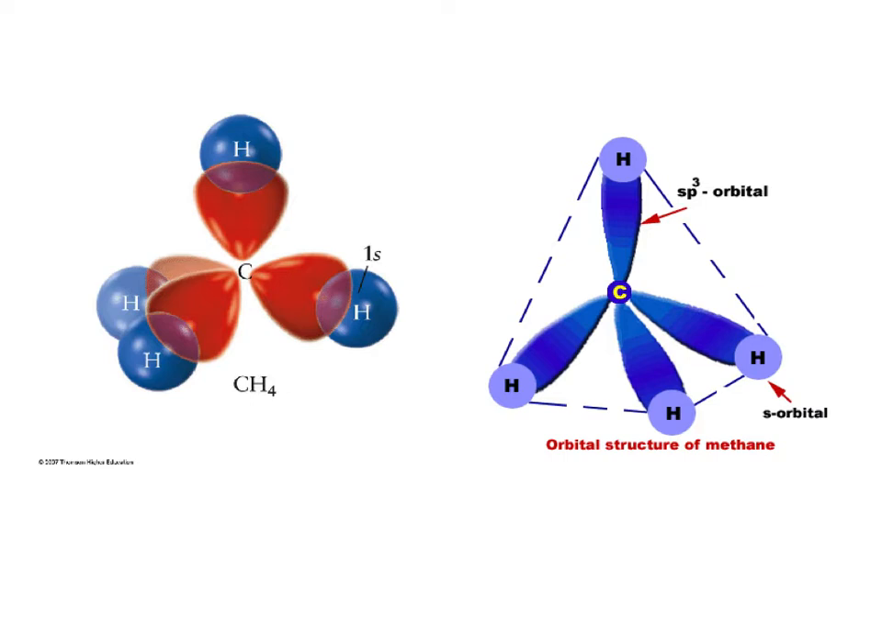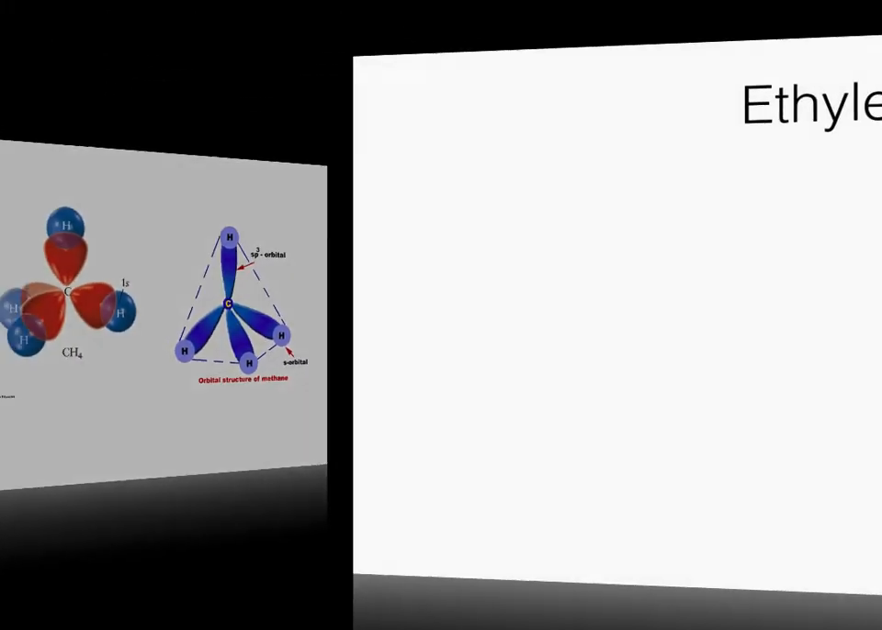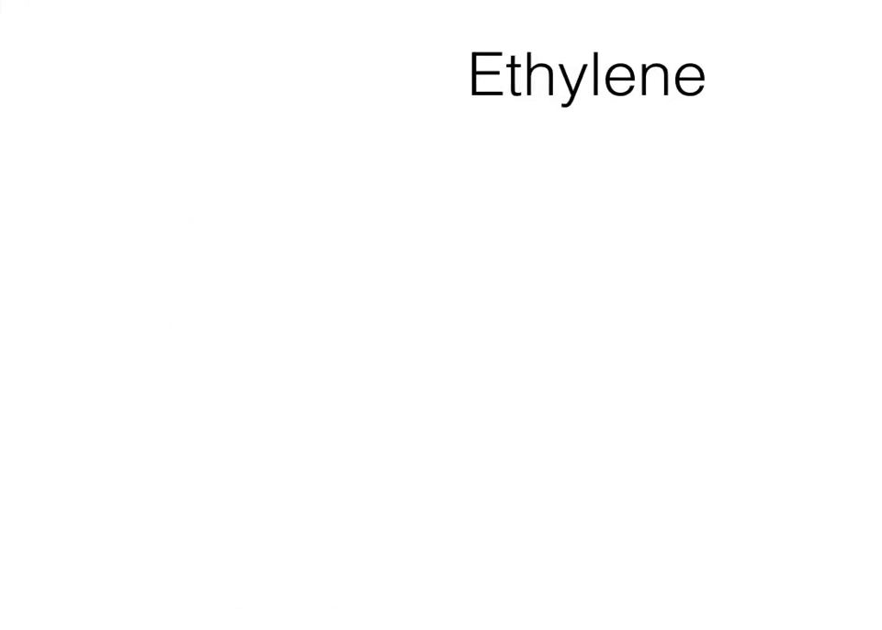Okay, so that's what worked for methane. We needed four equivalent orbitals. Let's look at a different example. Let's look at the compound ethylene. Here's its structure. We have two carbon atoms bonded to a total of four hydrogen atoms. And we found from our Lewis dot structure that the carbon-carbon bond has to be a double bond.